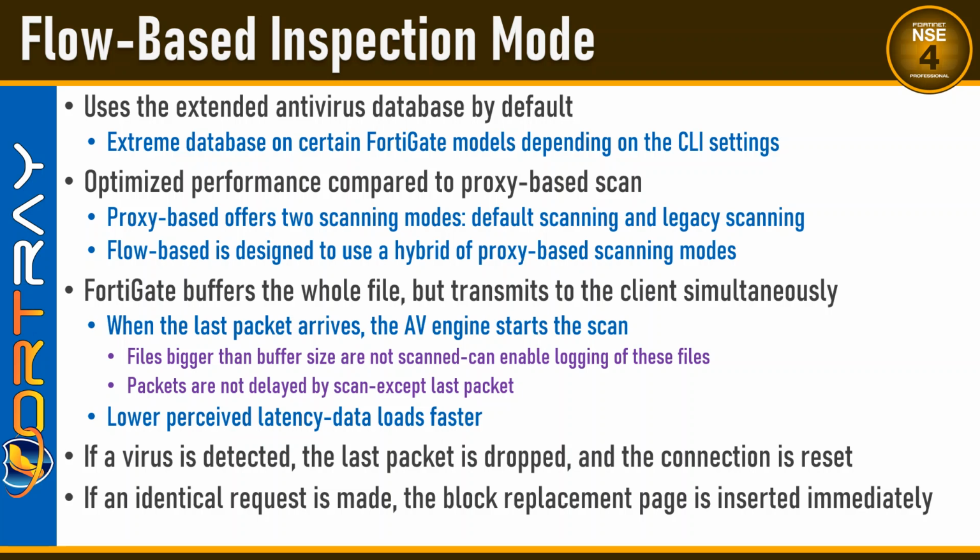You need to buffer inside the RAM first of all. Flow-based is designed to use hybrid proxy-based scanning. And FortiGate buffers the whole file while transmitting to the client simultaneously. So buffer means once the file is downloaded, it will be completely buffered inside your device, and then you scan it. But with flow-based, the file is not even buffered, it's just going on the way. It's just flow-based.